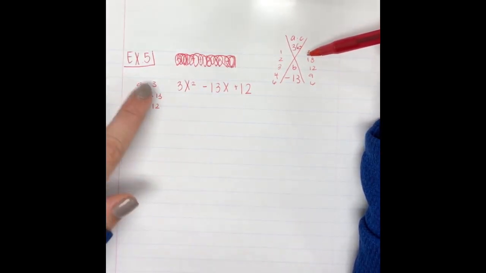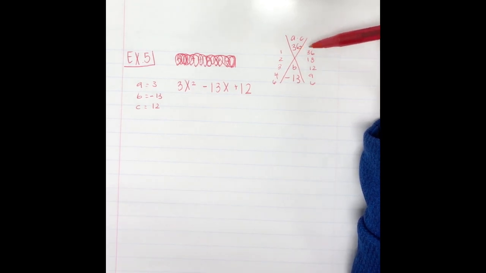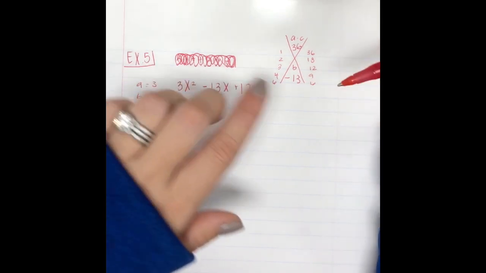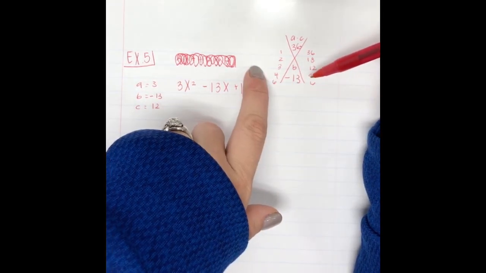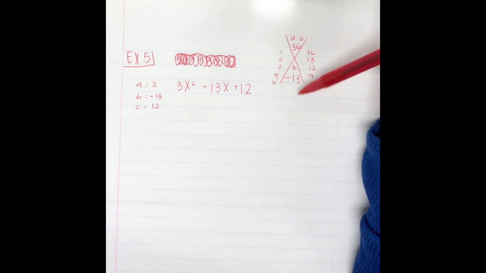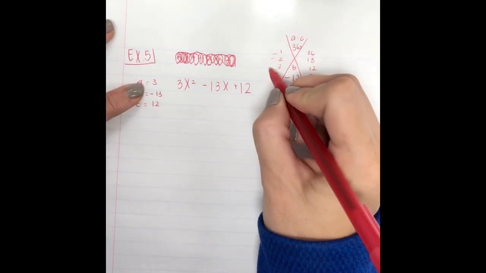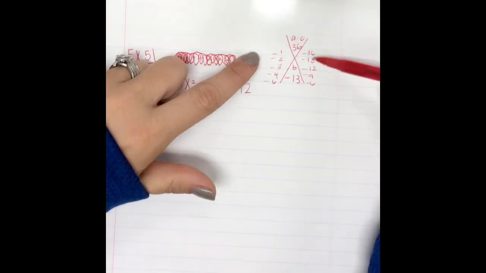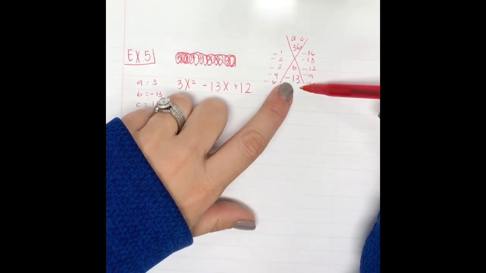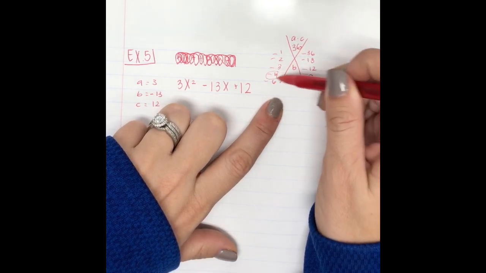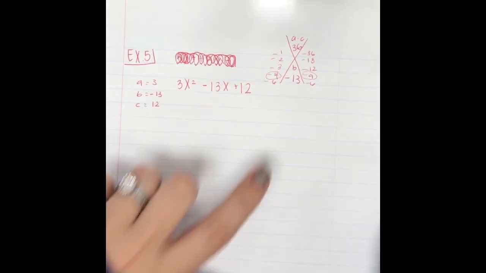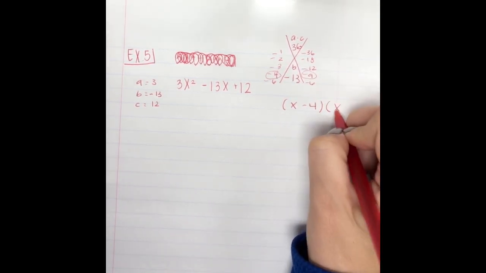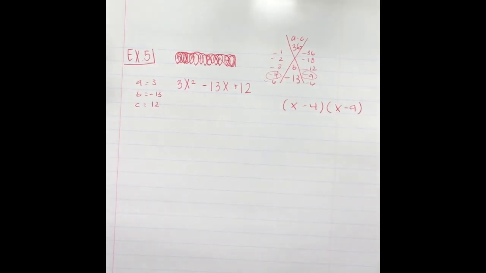Okay, that is correct. 3 and 12 are both positive, so we get a positive 36. But they need to add to be a negative, which means you have to have 2 negatives. A negative times a negative would multiply to be a positive and then add up to be a negative. So every number would need to be negative. And then which ones would add up to a negative 13? Well, it is negative 4 and negative 9, okay? So that means we have x minus 4 and x minus 9.